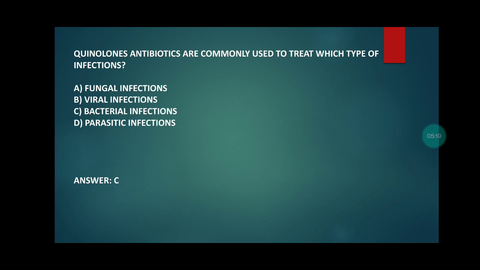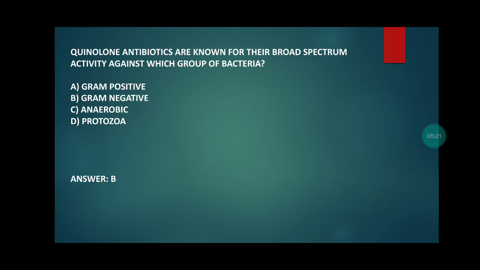Moving forward to the next question. Quinolone antibiotics are known for their broad spectrum activity against which group of bacteria? The options are A. gram positive, B. gram negative, C. anaerobic, D. protozoa. I told in the earlier question itself that the quinolone family mainly acts against the gram negative bacteria, and the fluorinated compounds act against the gram positive ones as well. So the correct option would be option B, that is gram negative bacteria.